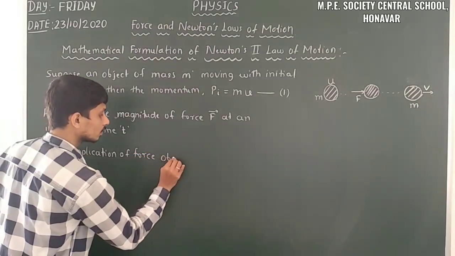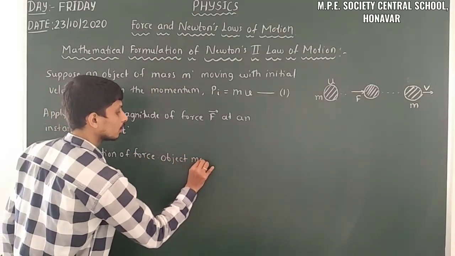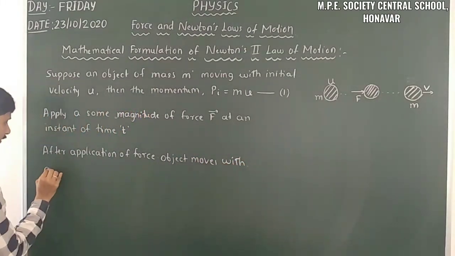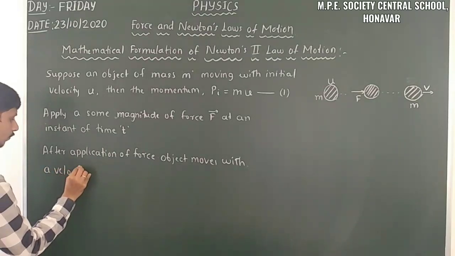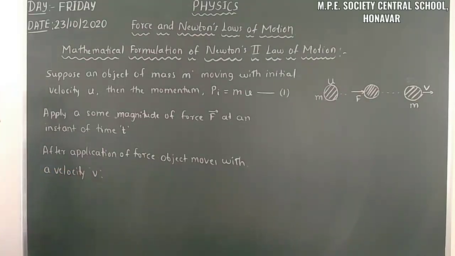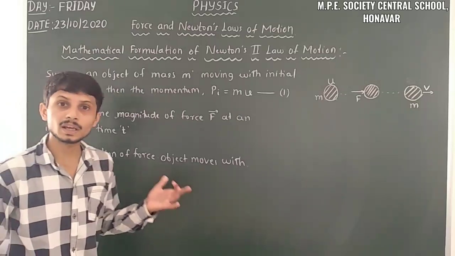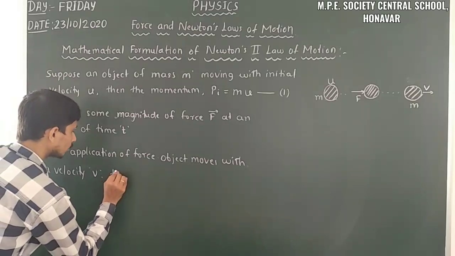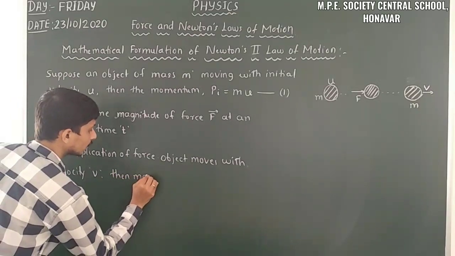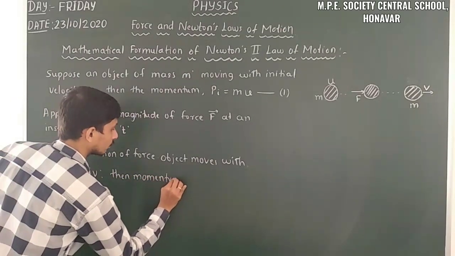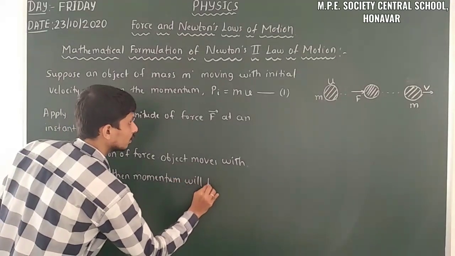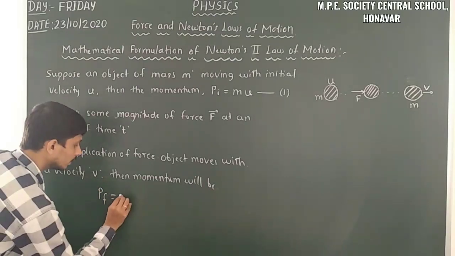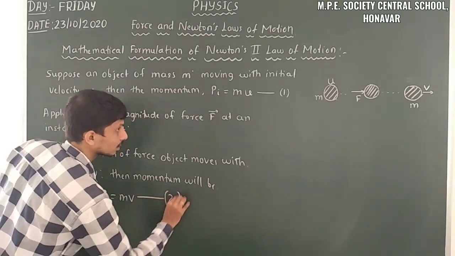the object moves with the velocity v. Then the momentum, I will take it as Pf, because we have to take the final momentum. Then Pf is equal to m into v. I will consider this as equation number 2.